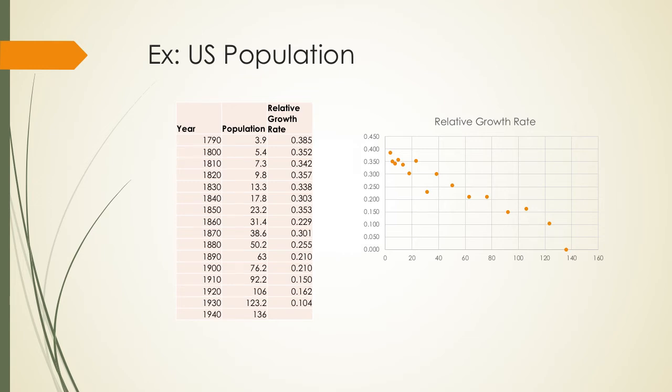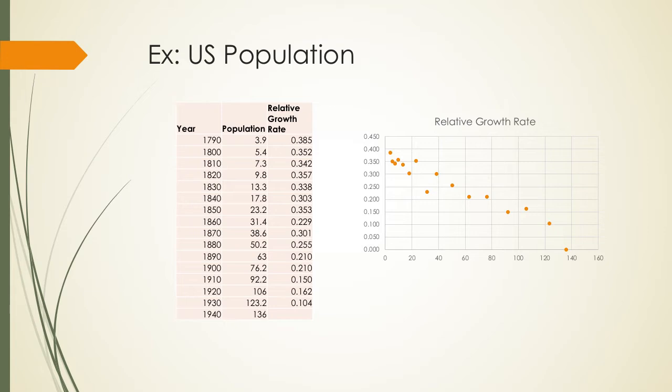Here's an example where we can see this perspective on the logistic model in action. The table shows U.S. population in millions from 1790 to 1940. Notice that the data is every 10 years, since this is when the census occurs. I've also computed the decade-to-decade relative growth rate for this data. For example, to get the first entry, I computed 5.4 minus 3.9 divided by 3.9 to get 0.385. In other words, the decade-to-decade growth at this point was 38.5% per decade.